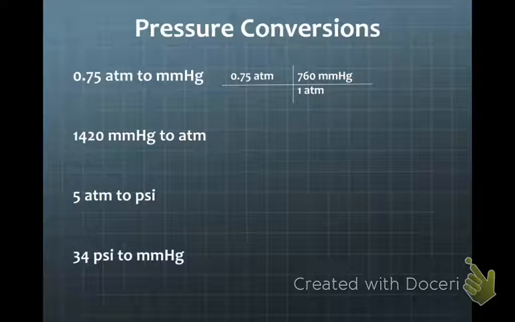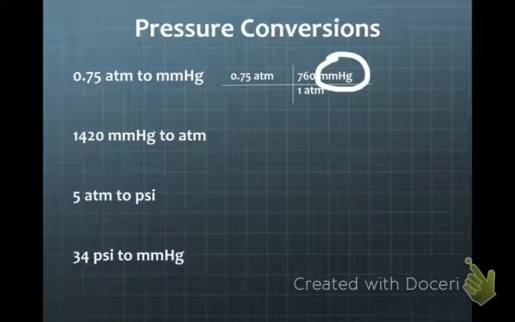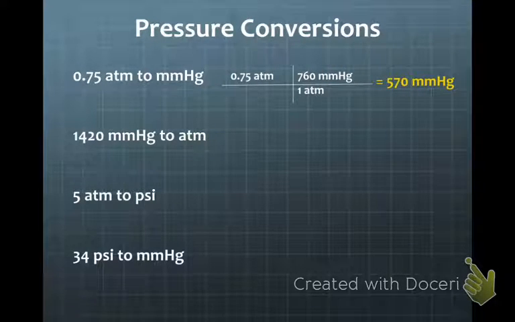that this is what I want to get to. I want to get to millimeters mercury. And so what I'll do is I'll put 0.75 atm on the top, 1 atm on the bottom, and then I can see that I can cross off my atm. And then we know from the previous slide, 1 atm equals 760 millimeters mercury. And so that will equal 570 millimeters mercury.